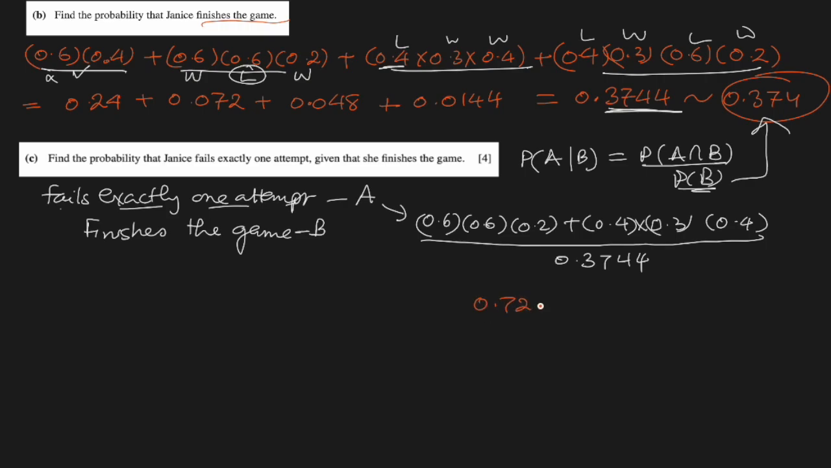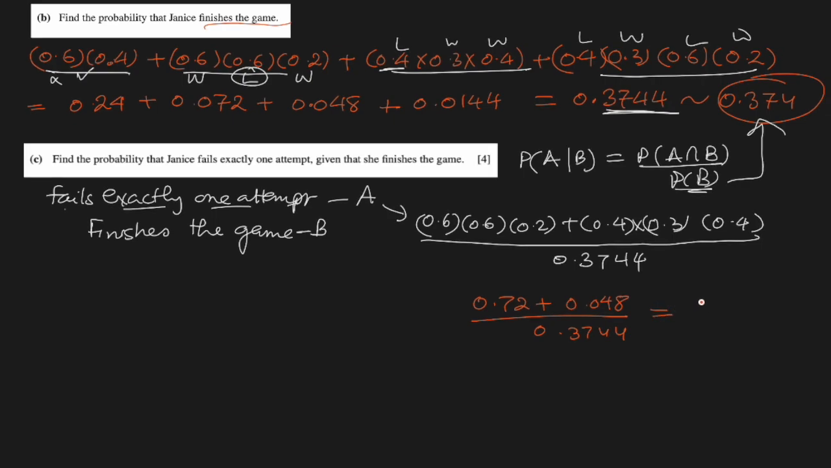Okay, let's calculate this with a calculator and we'll get our answer. 0.072 plus 0.048 divided by 0.3744, which is 0.120 divided by 0.3744, equal to 0.3205, rounded off to 0.321.